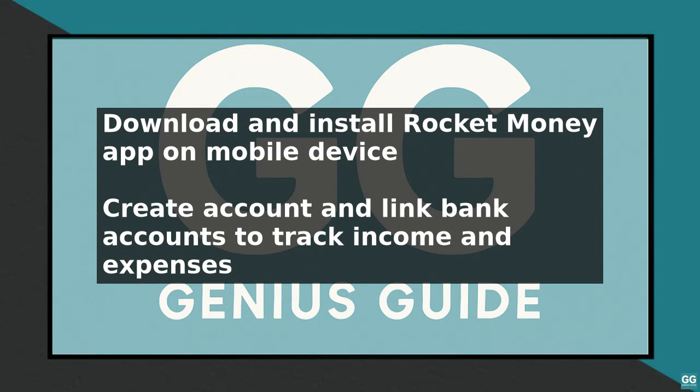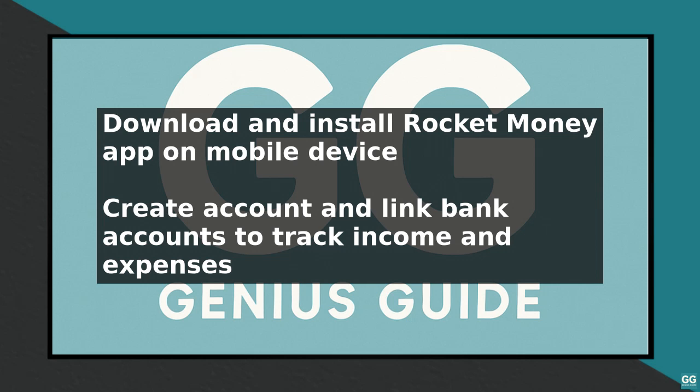To get started with Rocket Money savings goals, first download and install the Rocket Money app on your mobile device. Once installed, create an account and link your bank accounts to the app. This will allow Rocket Money to track your income and expenses, providing a clear picture of your financial situation.